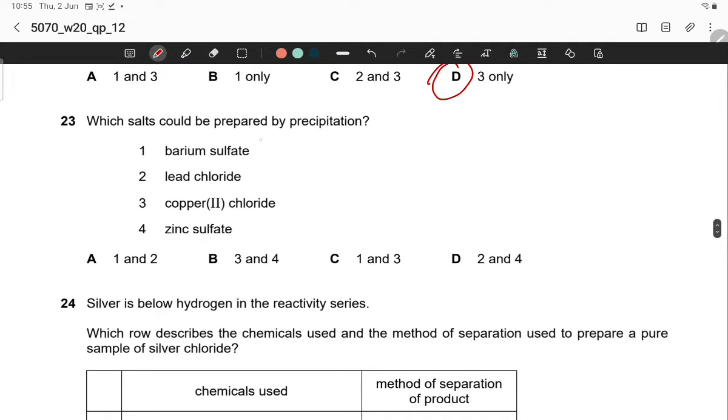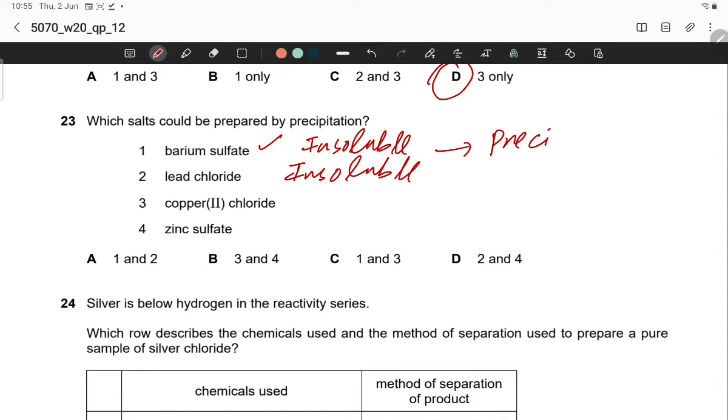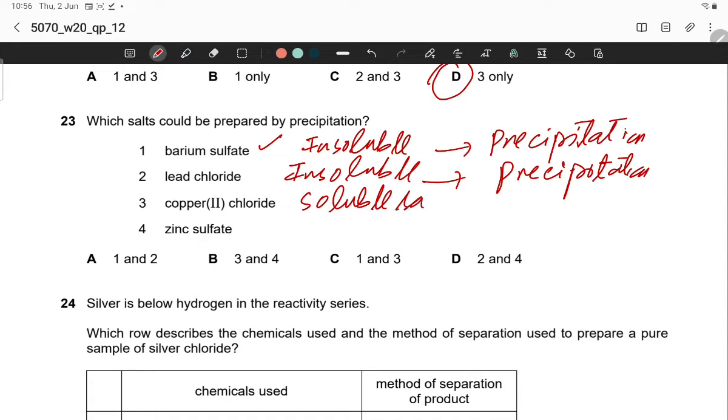Which salts could be prepared by precipitation? Barium sulfate is an insoluble salt, prepared by precipitation. Lead chloride, PbCl2, is also insoluble, so also precipitation. Copper(II) chloride is a soluble salt, prepared by filtration and crystallization.